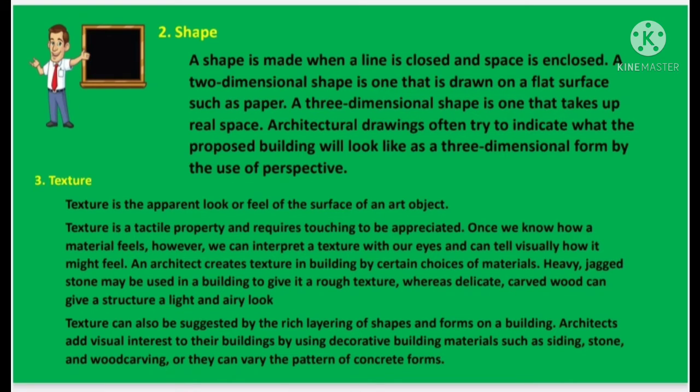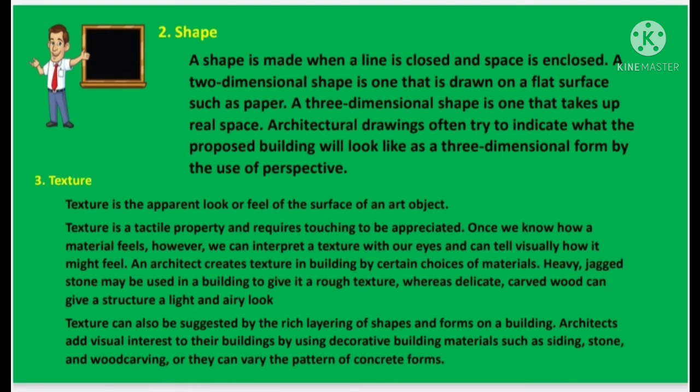Number three is the texture. Texture is the apparent look or feel of the surface of an art object. Texture is a tactile property and requires touching to be appreciated. Once we know how a material feels, however, we can interpret the texture with our eyes and can tell visually how it might feel.